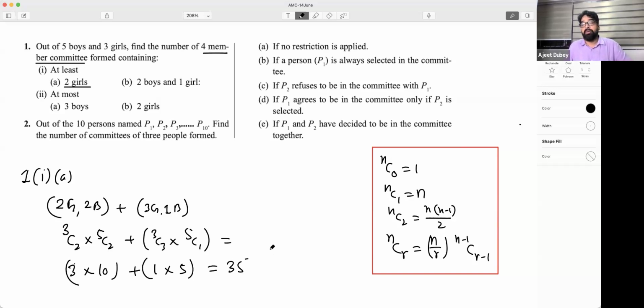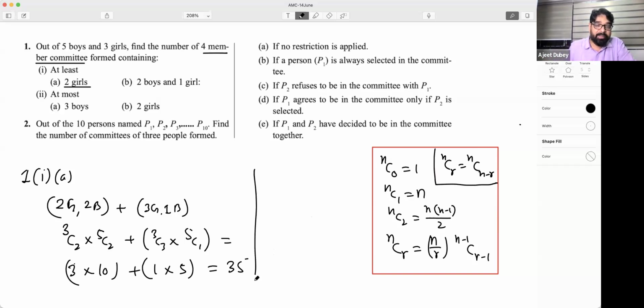I'm sure it's clear to everybody. One more point you can keep in mind here. NCR, at any moment of time I can write NC n minus R. I'm not explaining much because otherwise it will become complete theory classes.